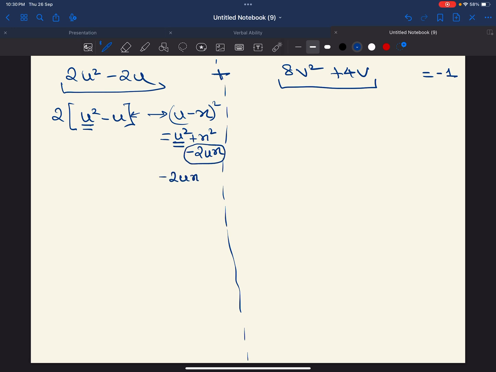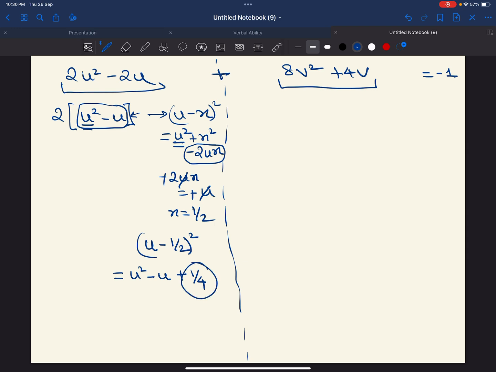Minus 2ux is equal to minus u. U cancels, minus minus cancels, x becomes 1 by 2. So basically what I'm saying is (u minus 1 by 2) square is u square minus u plus 1 by 4. In this condition, what is missing? Just this value. So what we do? We add that value in it.